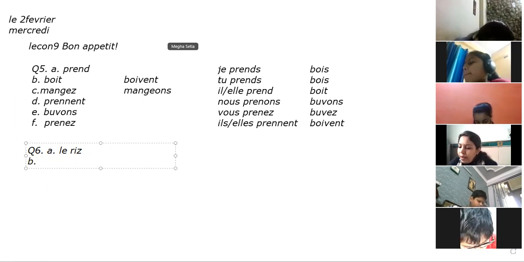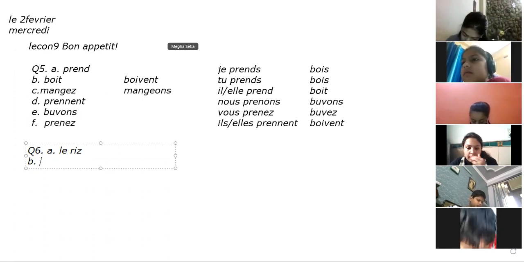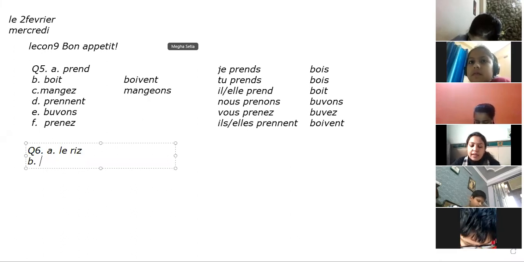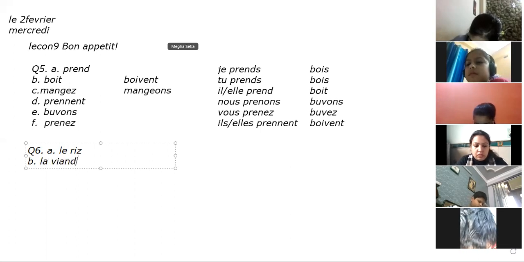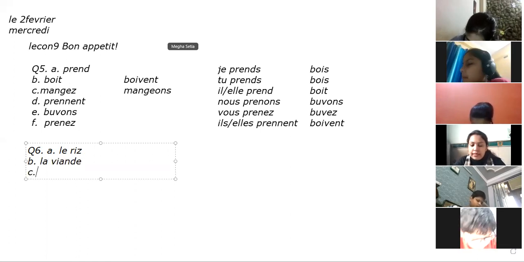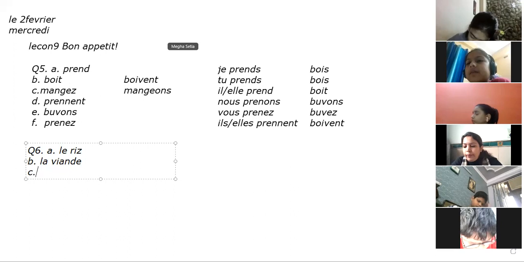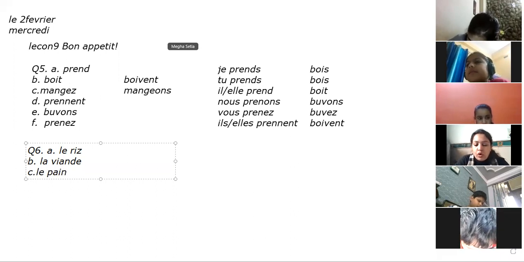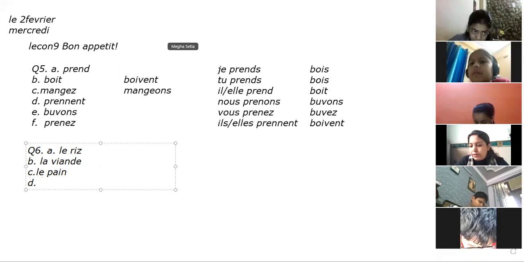Next, la pomme, la banane, la viande, l'ananas, and la poire. So here pomme is your apple, viande is your meat, ananas is your pineapple, and poire is your pear. So I think la viande will be the odd one out. Okay. Next is le pain, le thé, le café, le jus. Pain is bread, thé is tea, café is coffee, and jus is juice. So le pain. This is the thing we eat, and the rest all are drinks.